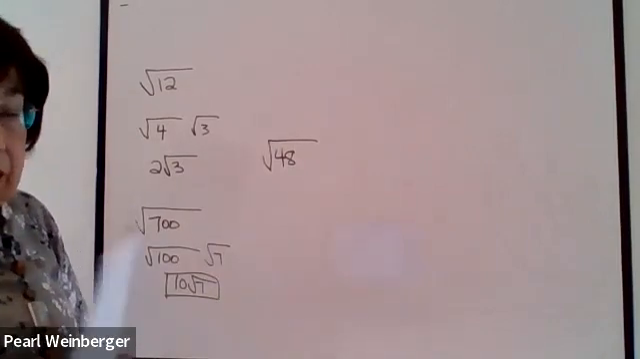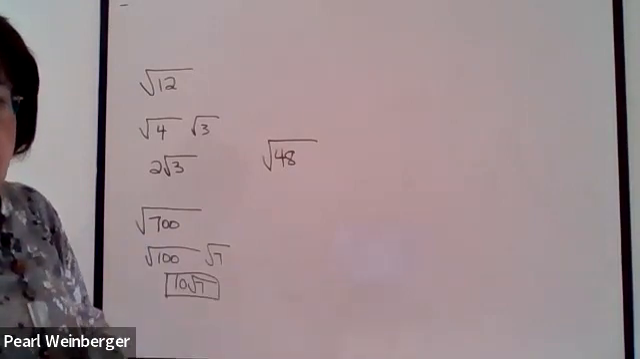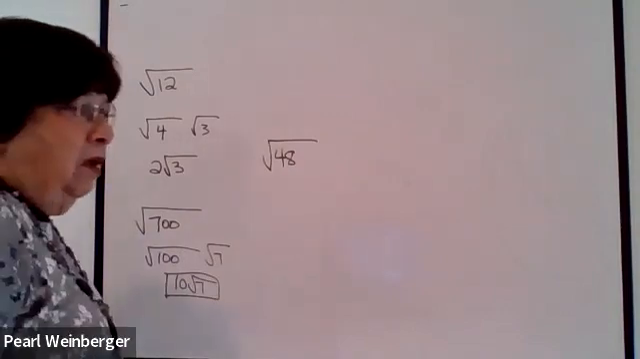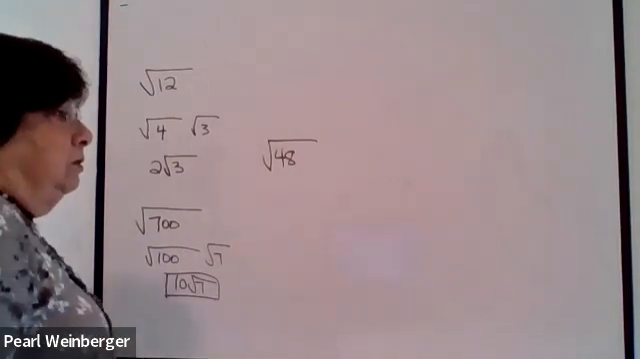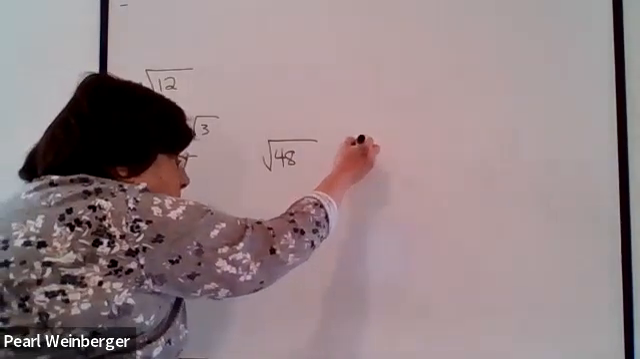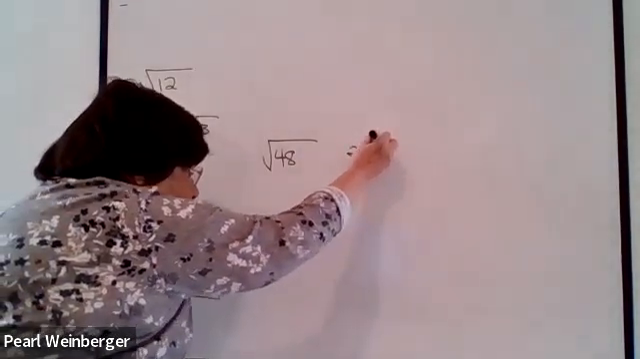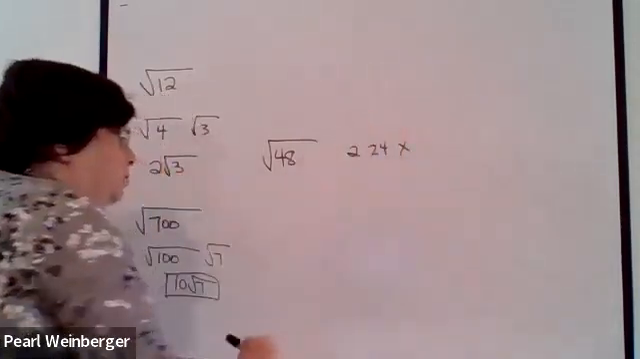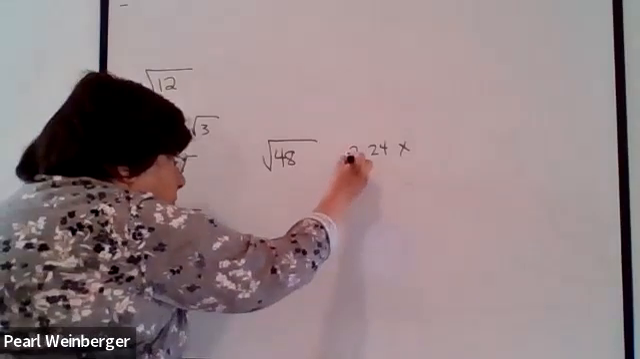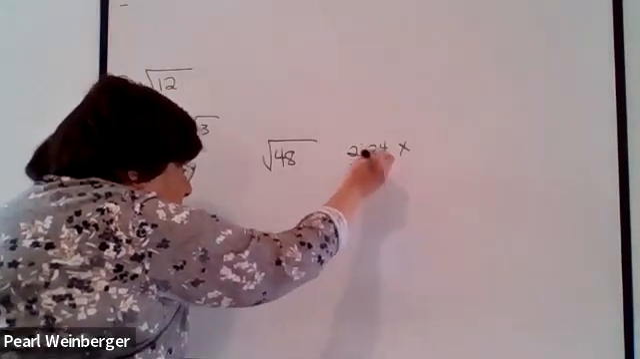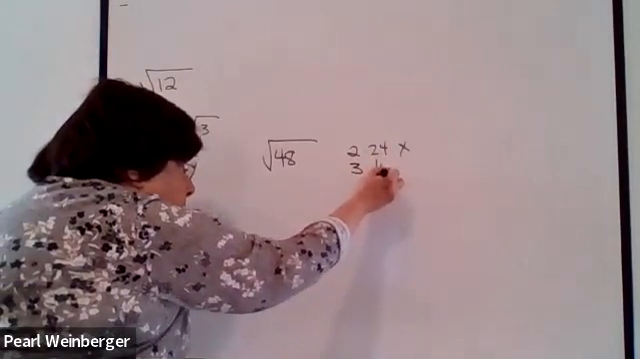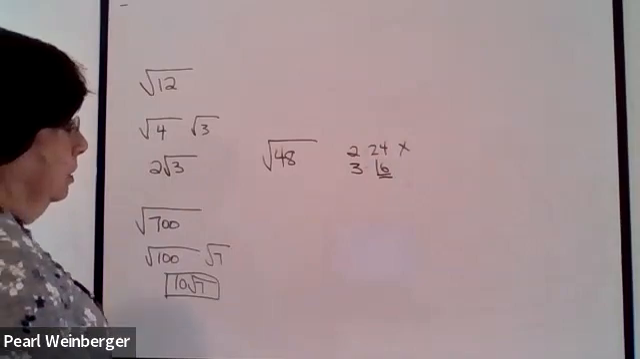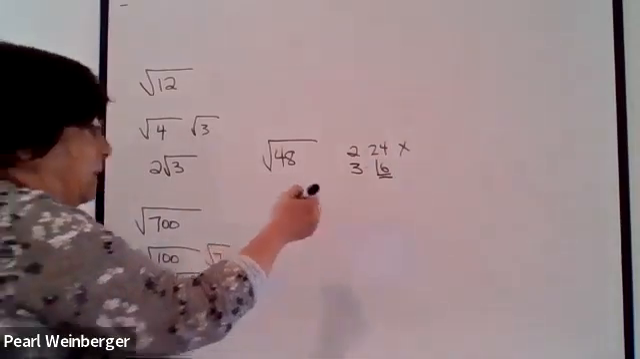Now, 48 is not so simple. Let's make a list of numbers that multiply to 48 and see if we can come up with any numbers that are perfect squares. Well, 2 times 24. That's no good because neither 2 nor 24 is a perfect square. 3 times 16. Well, that's good because 16 is a perfect square. What else? Let's see if we've got the best one.